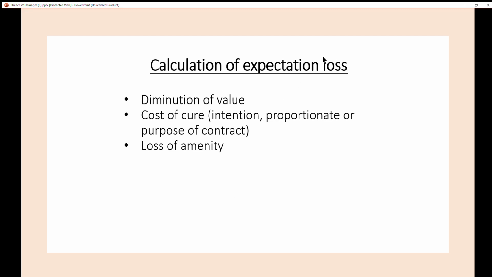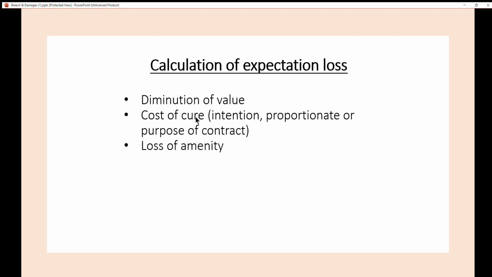So how do you calculate expectation loss? You've got three methods. Diminution of value means the reduction: the value that you're supposed to get and the value that you actually got. What is the difference in value? You need some calculation to work this out. It's based on the court. The lawyer will argue this is the diminution in value, but the judge ultimately decides how much damages to award.